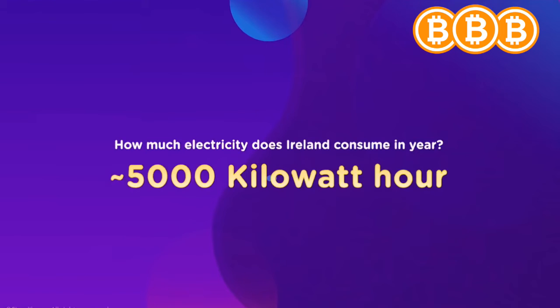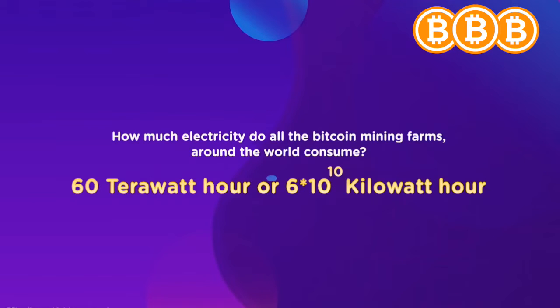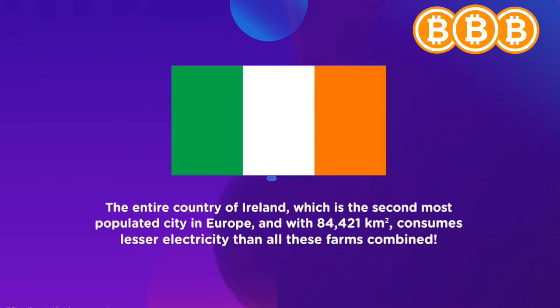Power consumption. Just imagine how much electricity Ireland consumes in a year. Approximately 5,000 kilowatt hours. Now, how much do you think all the Bitcoin mining farms together consume? 60 terawatt hours, which is approximately 6 into 10 raised to 10 kilowatt hours, which is a large amount of power. The entire country of Ireland, which is the second most populated country in Europe and has 84,421 square kilometers of area, consumes less electricity than all these farms combined.